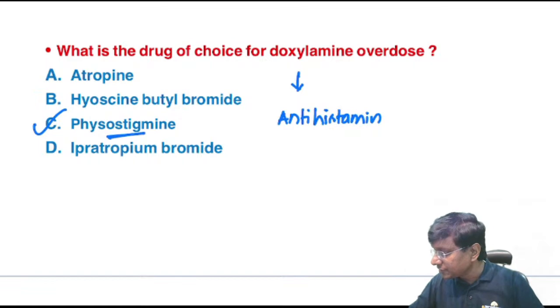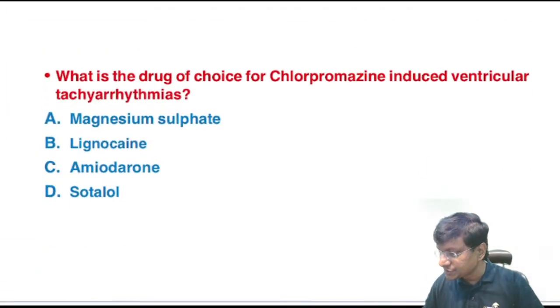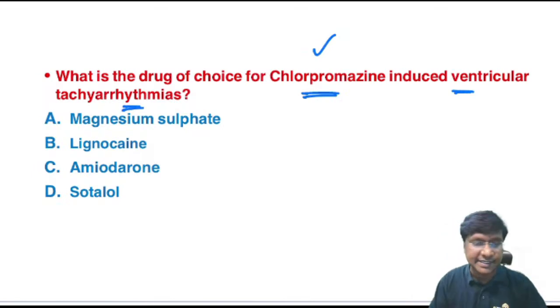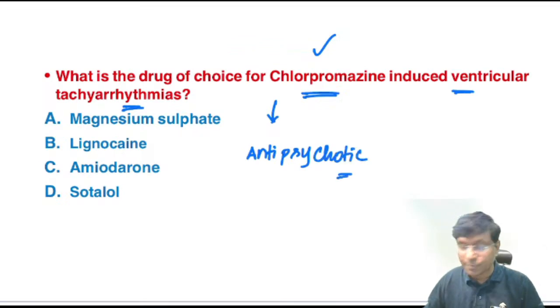Now the next important group of drugs. You see this question: what is the drug of choice for chlorpromazine induced ventricular tachyarrhythmias? Magnesium sulfate, lignocaine, amiodarone, sotalol. And again the question comes, what exactly is chlorpromazine? Chlorpromazine is an antipsychotic drug.